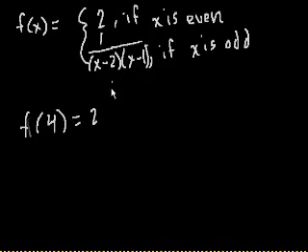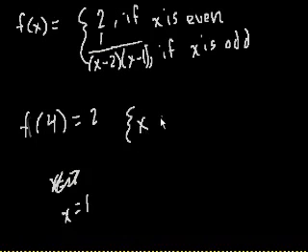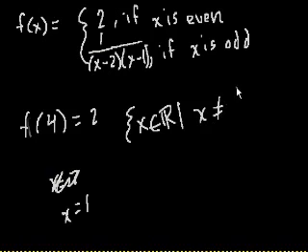Well, the denominator is 0 when x is equal to 2 or x is equal to 1, right? But this clause only applies when x is odd. So x is equal to 2 won't apply to this clause. So only x is equal to 1 would apply to this clause. So the domain is x is a member of the reals such that x does not equal 1.